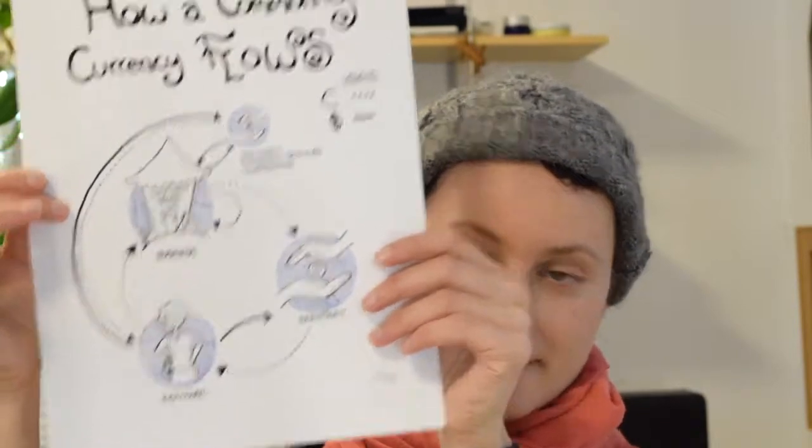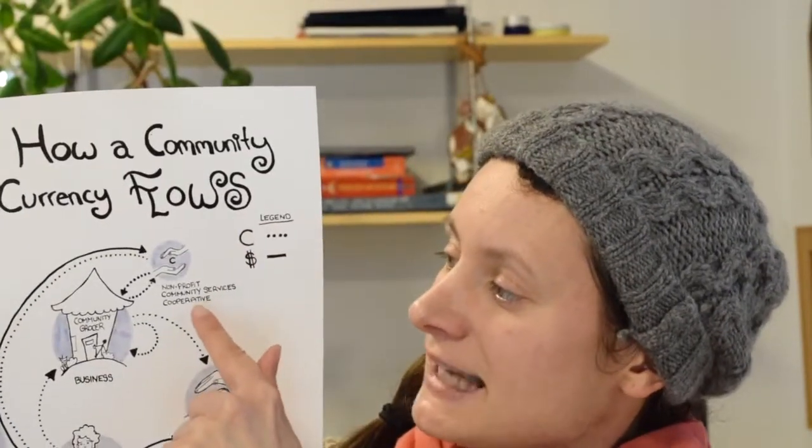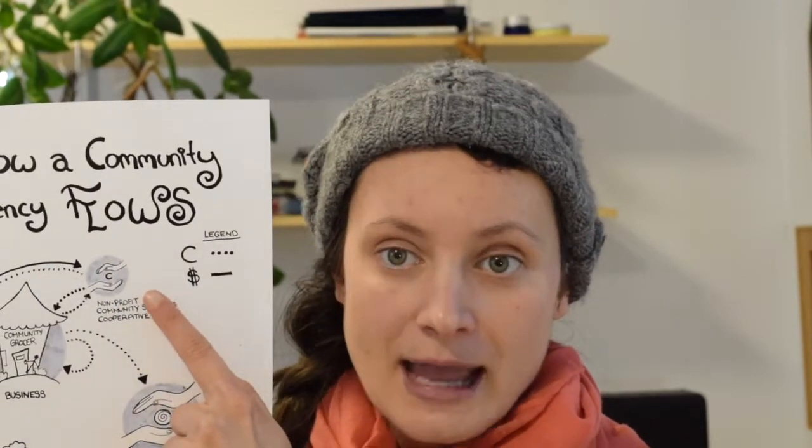Okay, so let's just take a few moments to look at this sheet and look at the little bubbles that you see. So you see 4 gray bubbles, right? At the top, it says Nonprofit Community Services Cooperative. And I know that's a mouthful, but essentially that is the organization that stewards the flow of the community currency through the community. And it's set up as a cooperative, which means that it's owned by its members and that members have decision-making power in the organization.